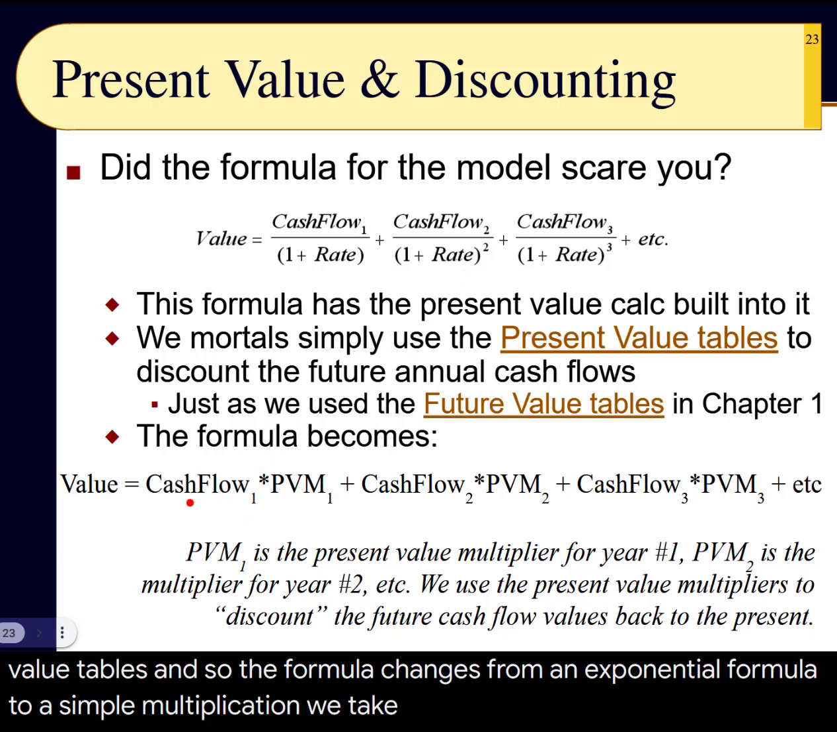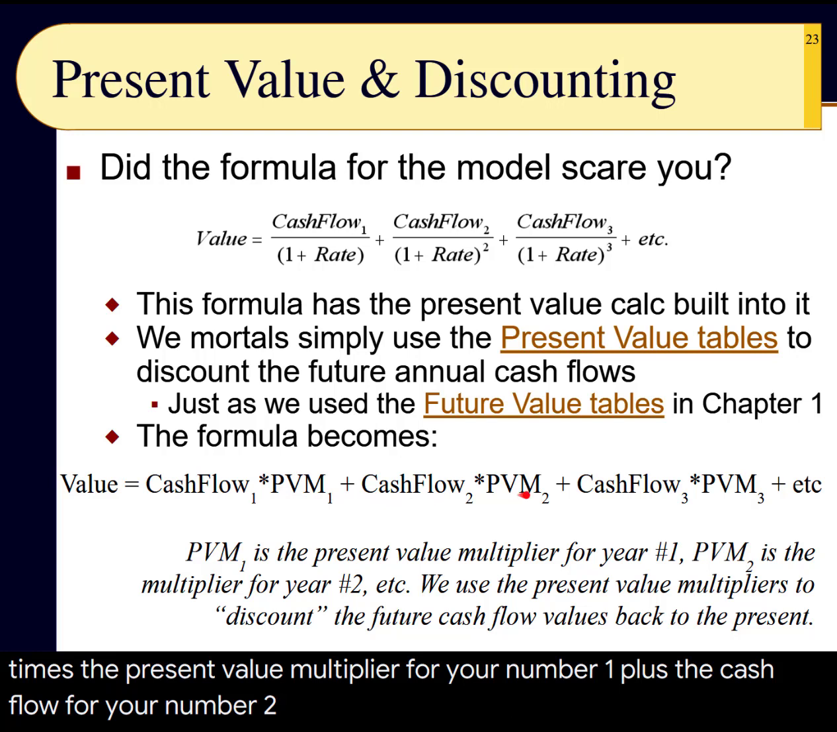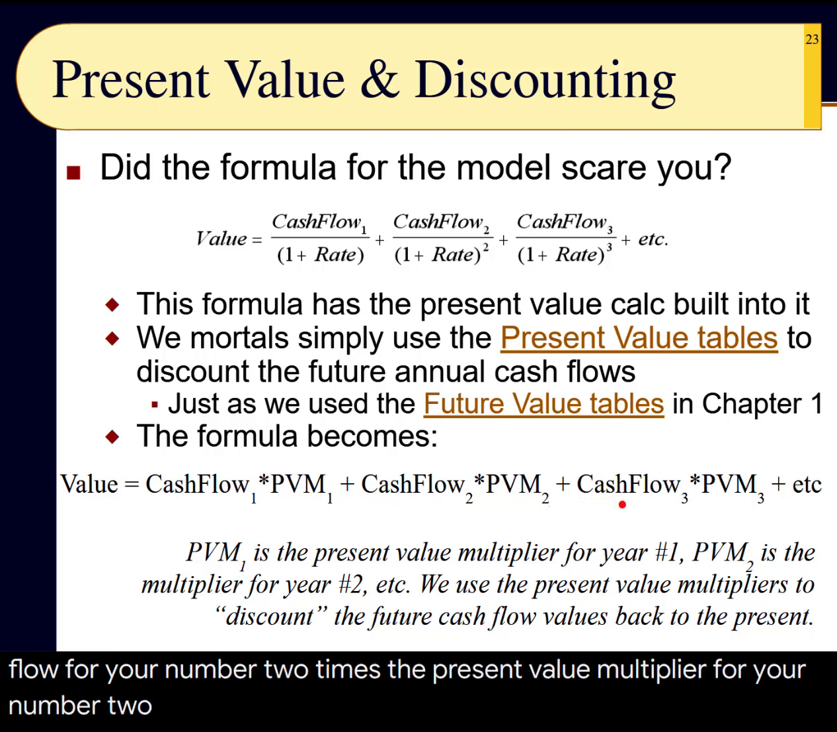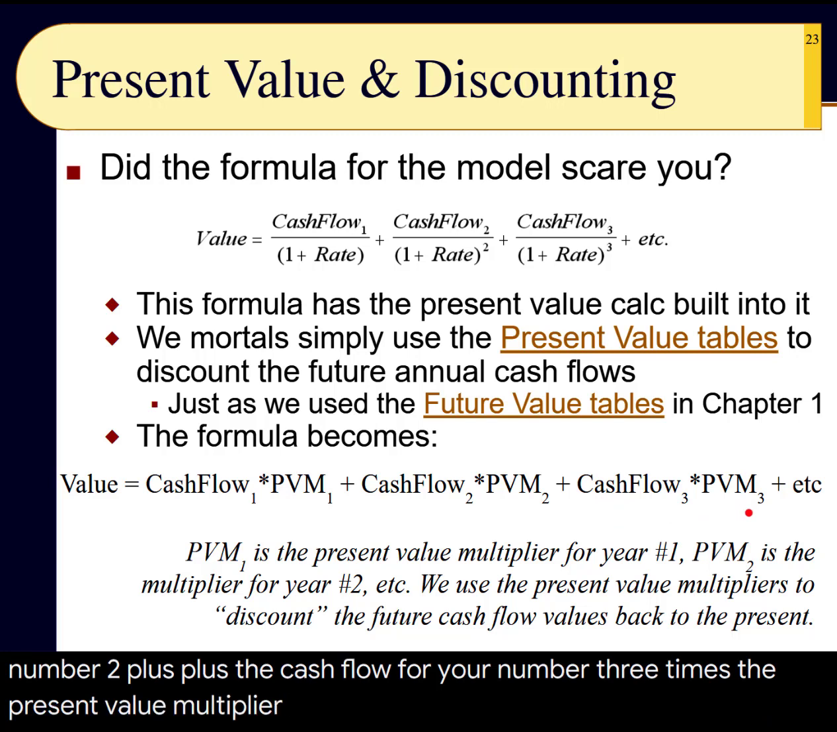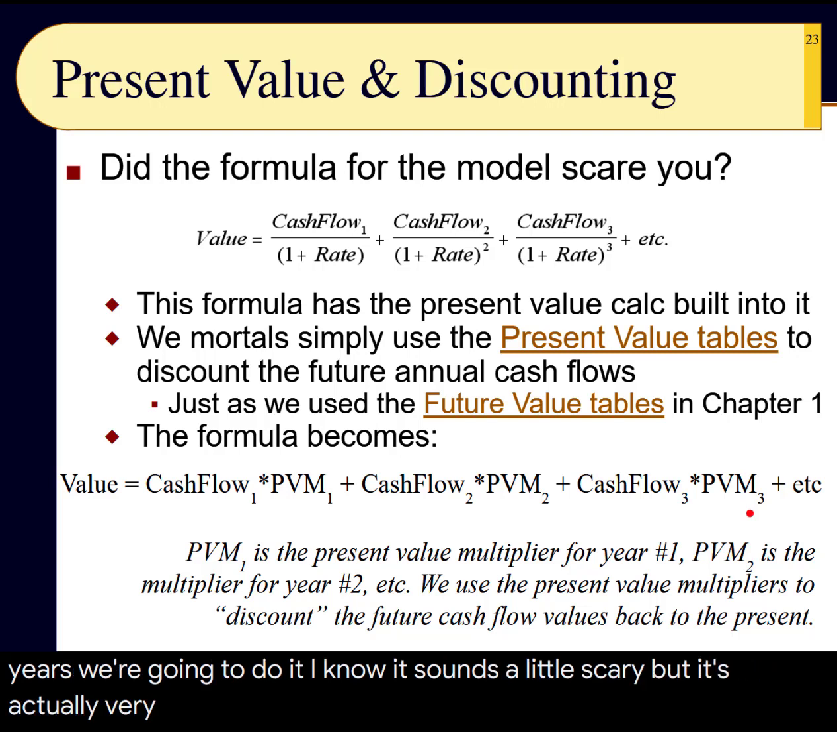We take the cash flow in year number 1 times the present value multiplier for year number 1, plus the cash flow for year number 2 times the present value multiplier for year number 2, plus the cash flow for year number 3 times the present value multiplier for year number 3, and for however many years we're going to do it. I know it sounds a little scary, but it's actually very easy once you do it a few times, so stick with us.